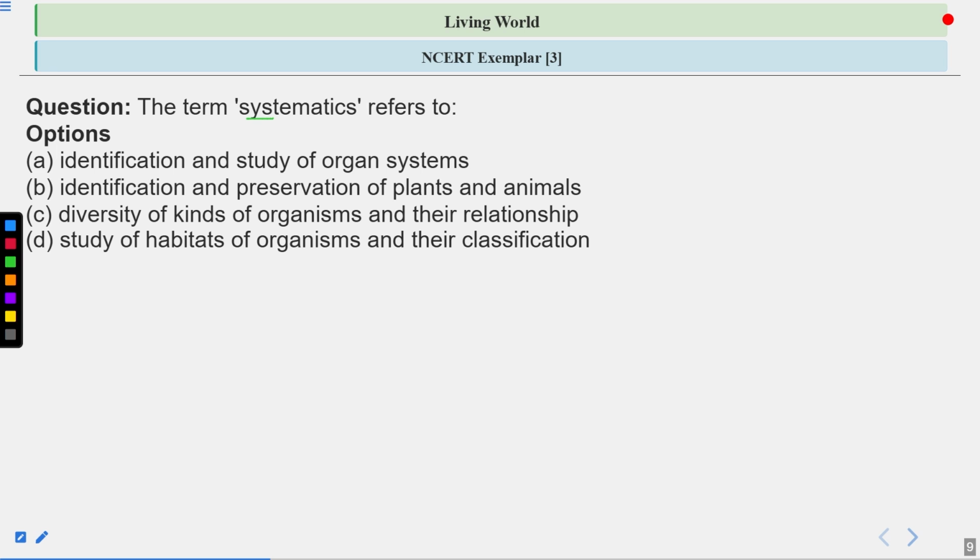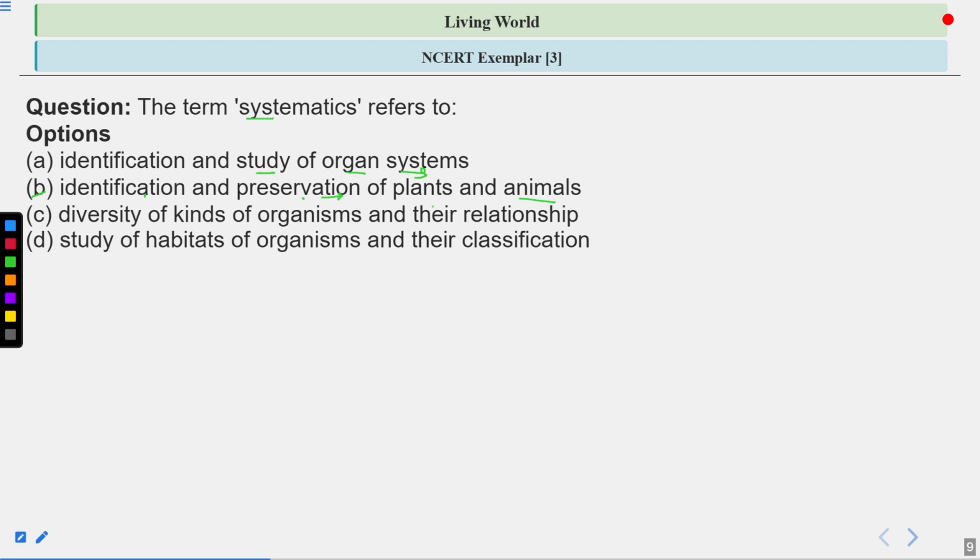So what are the options here? Option A is identification and study of organ systems. Organ systems are like the digestive system, excretory system. So does systematics include identification and study of the organ systems? Then option B is identification and preservation of plants and animals. So does systematics include identification and then preservation of these plants and animals? Okay, or conservation of these plants and animals.